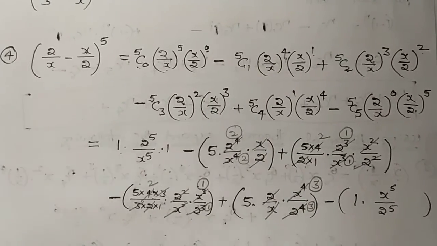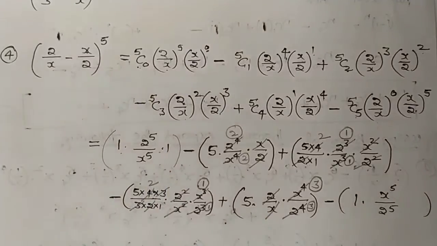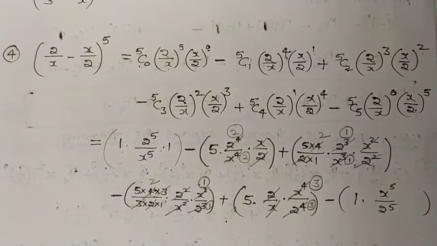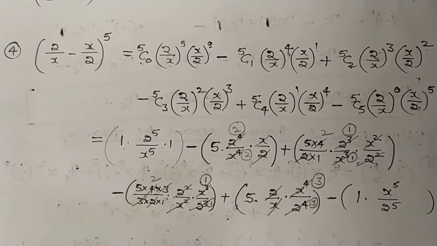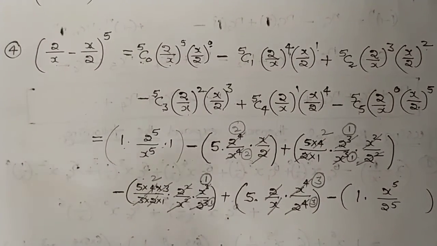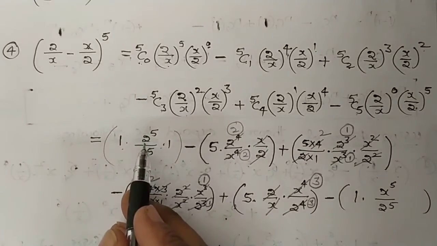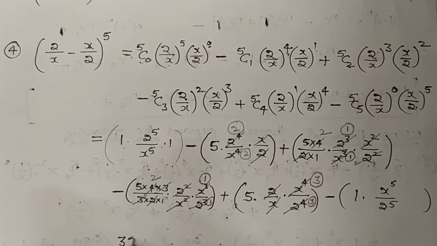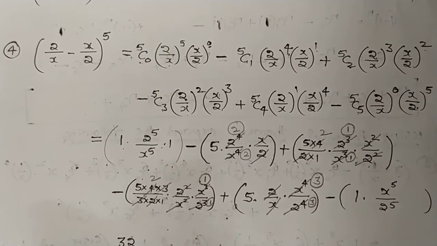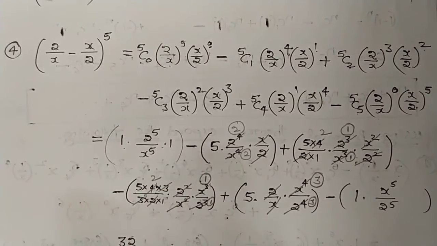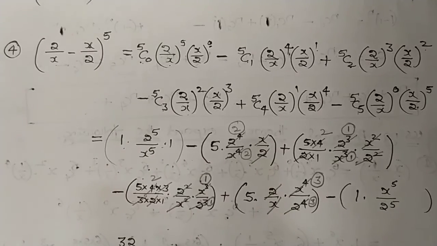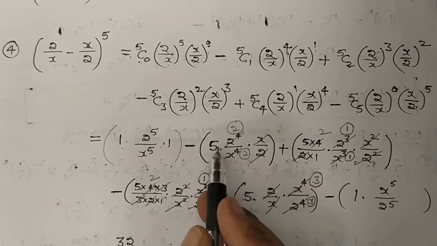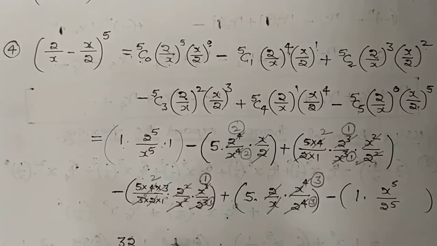That's it. So these are the things that will get cancelled. Now write down the remaining things, that is equals to 2 power 5 is what? 2 into 2 into 2 into 2 into 2, that is 32 divided by x power 5. So 1 into 1 is 1 minus next 5. Next 5 into 2 square will be there.